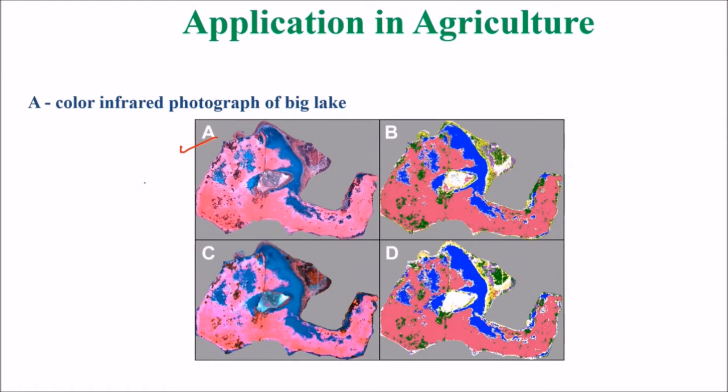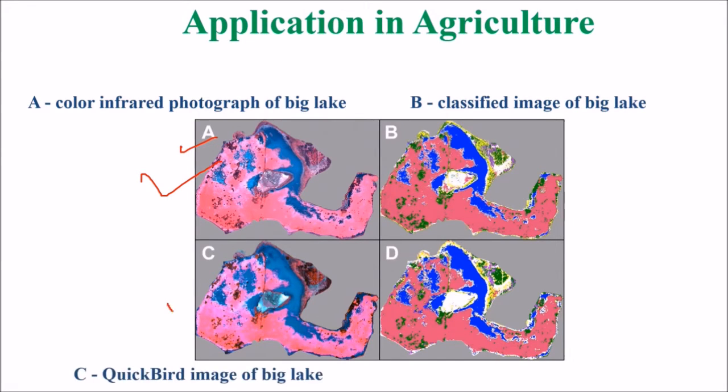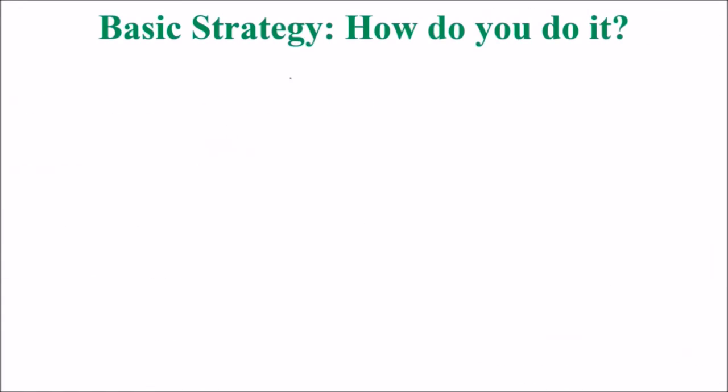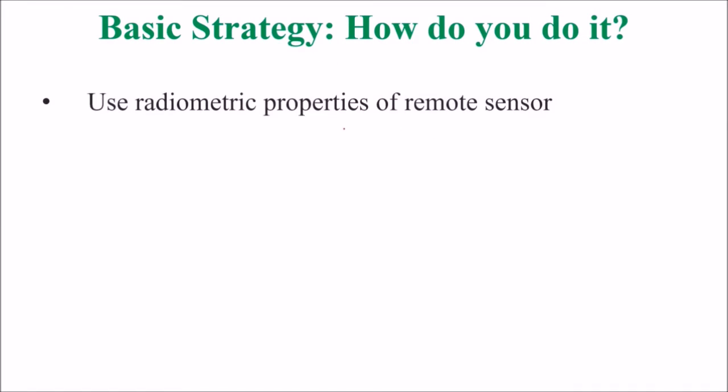So this one is a color infrared photograph of big lake. This one is a classified image of big lake. This one is a QuickBird image of big lake, that is 0.6 meter resolution panchromatic, and this one is a classified satellite image. So the basic strategy is, how do you do it?